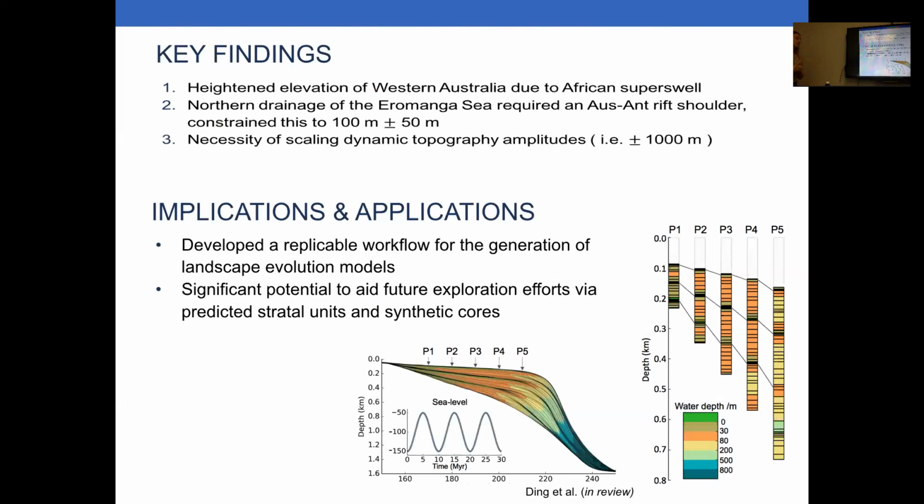And so associated with this are several implications and applications. So through this study, I developed a replicable workflow for the generation of continental scale landscape evolution models, which is significant in that it facilitates a greater understanding into the mechanisms influencing surface processes, but also provides tools with which to constrain the uncertainty surrounding these mechanisms, such as the Australian Antarctic Rift Shoulder. And furthermore, in the industry, the successful exploration of hydrocarbons requires a comprehensive understanding of a basin sedimentation history. So in this regard, we believe these models have significant potential to aid future exploration efforts.